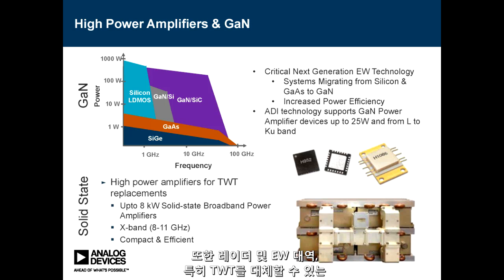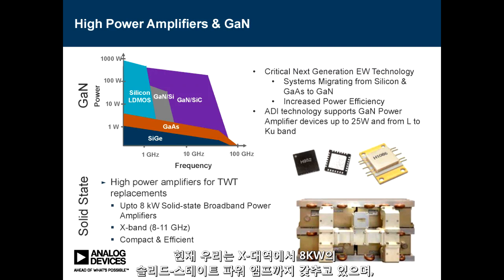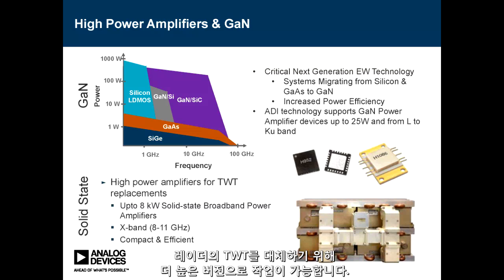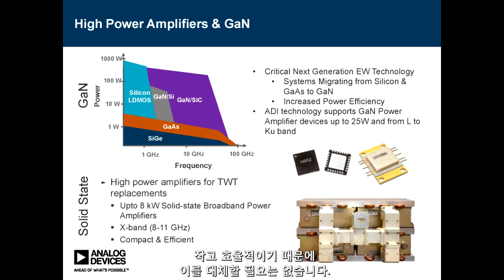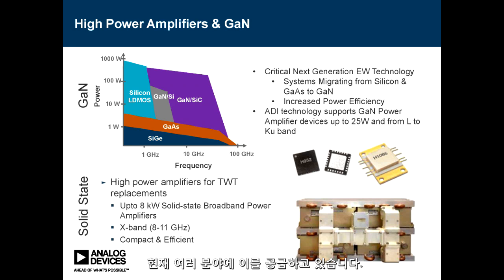We have a family of devices that we use for high power for radar and EW bands, particularly for TWT replacements. Right now we go up to 8 kilowatts solid-state power amplifiers in X band, and we're working on higher versions to replace TWTs and radars. Compact, efficient. You don't have to replace them. There are a lot of advantages to this, so it's a big deal for us. And again, we're very heavily into that right now.